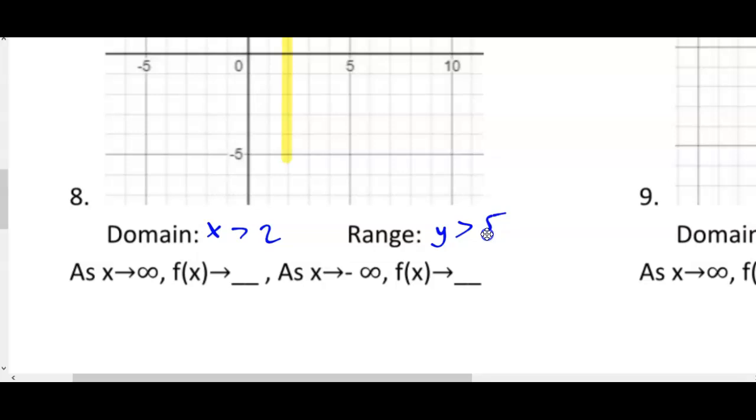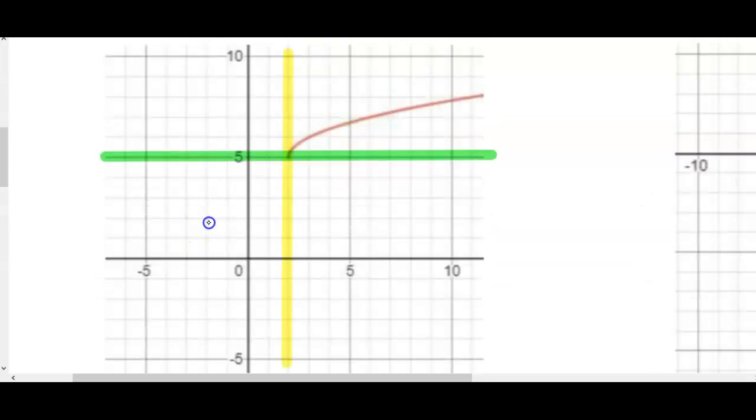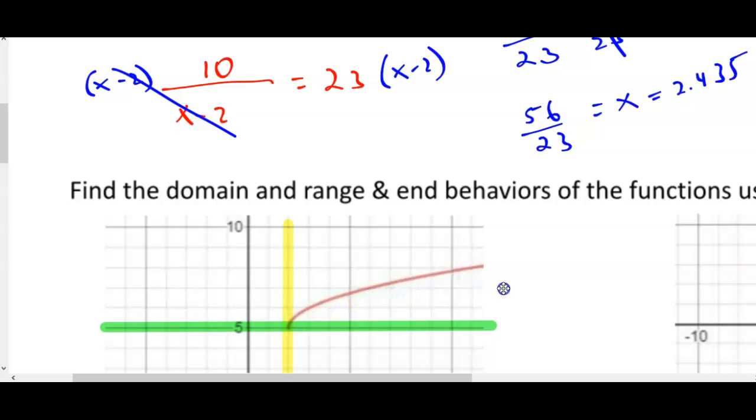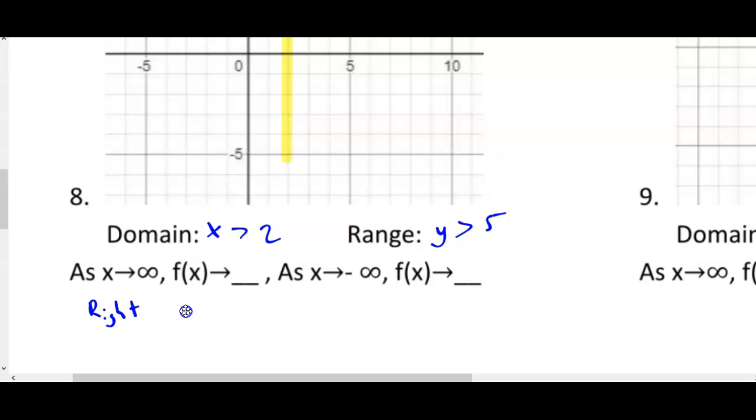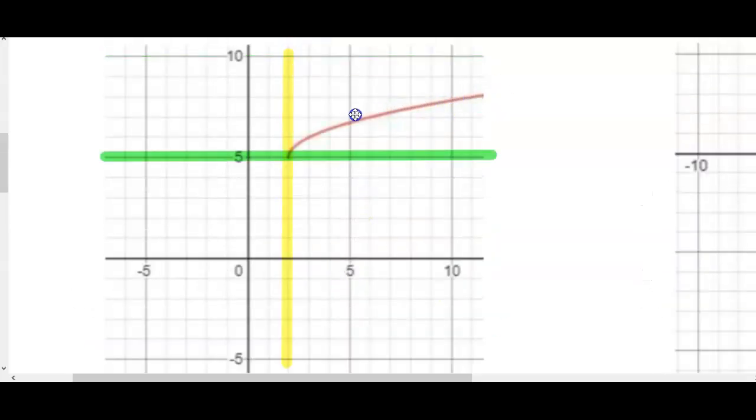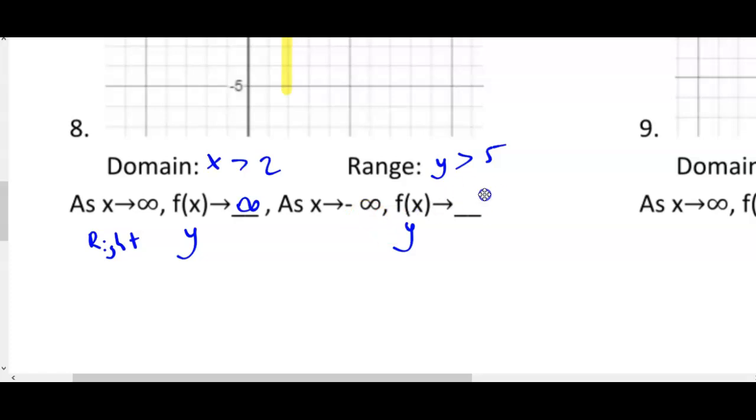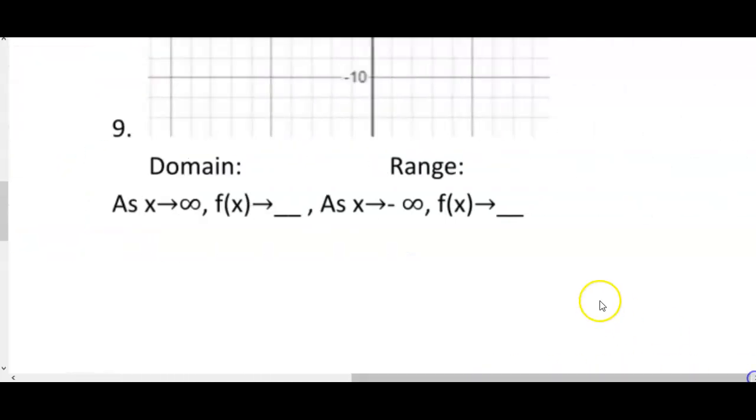Like that. Alright. Now end behavior: as x goes to infinity, or the right side, where's the function going? As I go to the right, the function is going up. F of x means where's y going? It's going up, so we say it's going up to positive infinity. And then as x goes to the left, negative infinity, where's y going? If we travel left, what's the lowest value possible? It approaches 5. Y approaches 5.